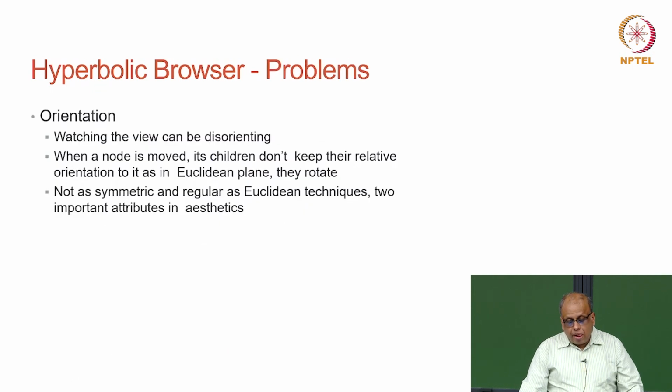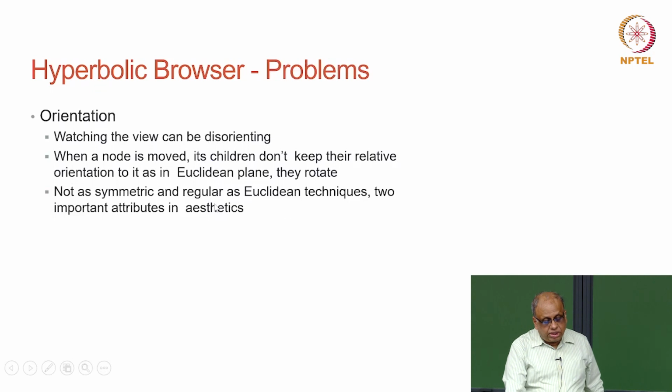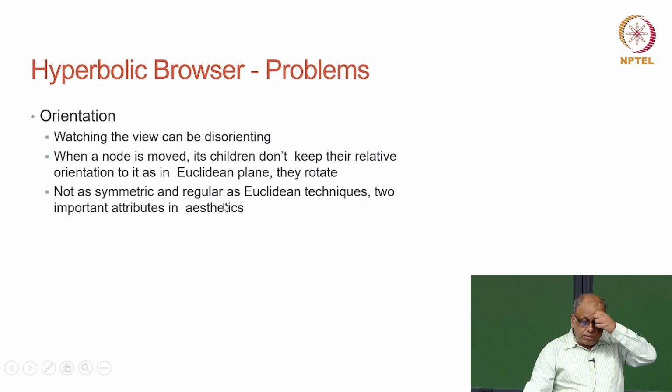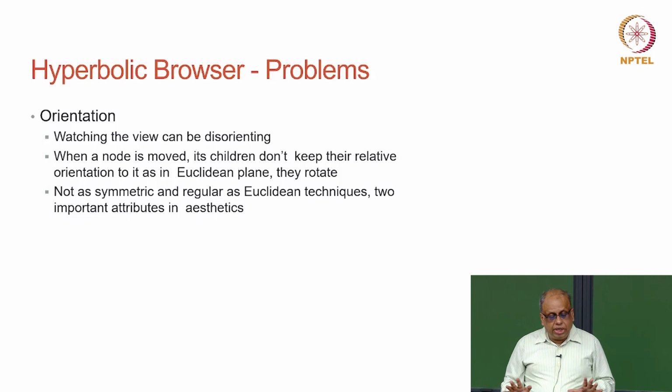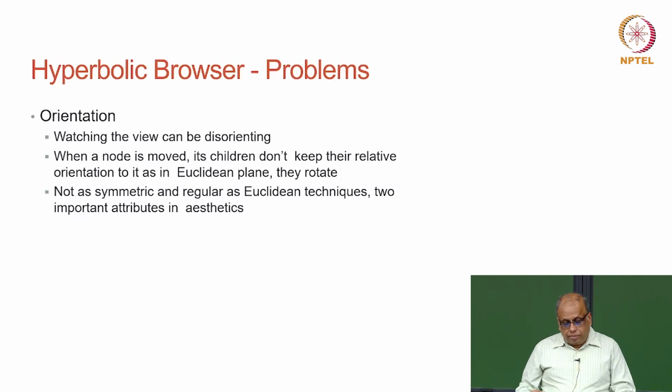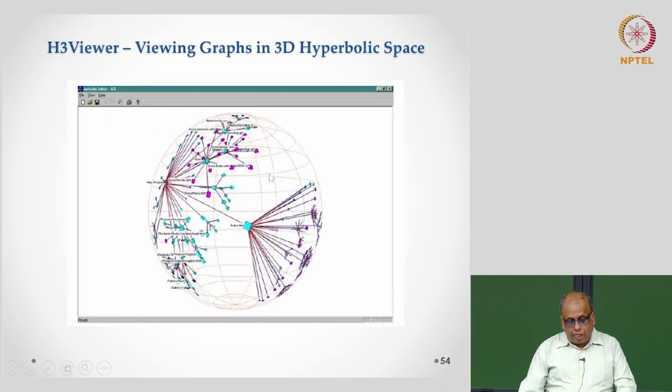Okay. So the problem, of course, is that it can be disorienting for the user as you change the focus. When a node is moved, the children don't keep their relative orientation. Now you are familiar with Euclidean space, so you can see how the nodes will move. But in a non-symmetrical space like a hyperbolic space, this becomes a little problematic. The nodes lose focus for you.